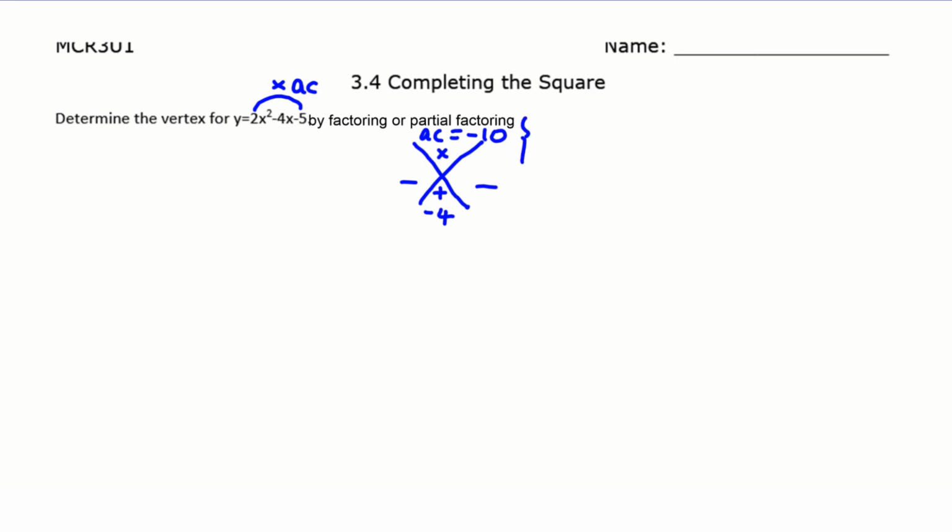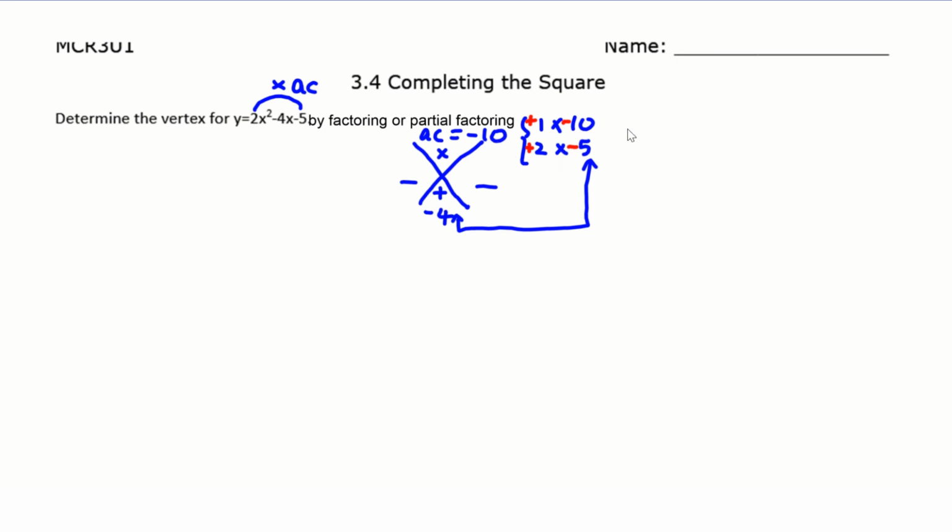For 10, we could find the factors: 10 divided by 1, 10 divided by 2, 10 divided by 3, 4 doesn't work, and 10 divided by 5 will repeat. So we only have 10 divided by 1 is 10, and 10 divided by 2 is 5. We only have two pairs of factors for 10. Then the larger number needs to determine the sign of the sum, so the larger number needs to be negative, and since they multiply to negative, one negative and the other positive. Each pair multiplies together to equal negative 10.